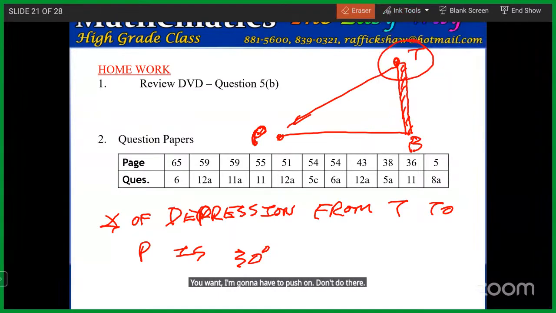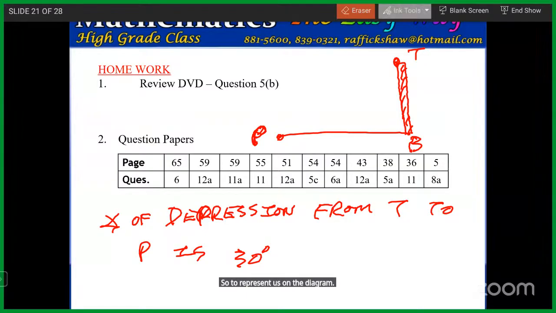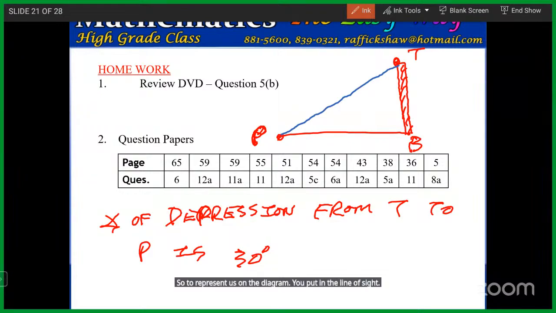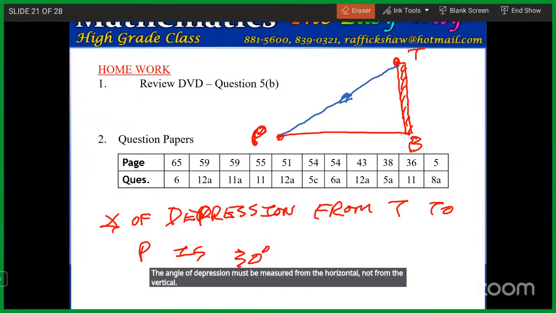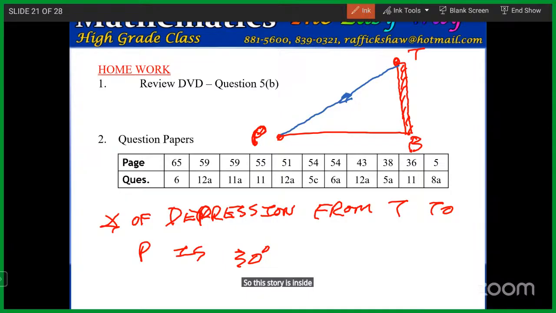So to represent that on the diagram, you put in the line of sight. The mistake is that a lot of persons put in the line of sight looking down, but they put the 30 degrees here. Now that 30 degrees in that diagram is measured from the vertical, which is wrong. The angle of depression must be measured from the horizontal, not from the vertical. So this 30 degrees inside here will be wrong, guys.